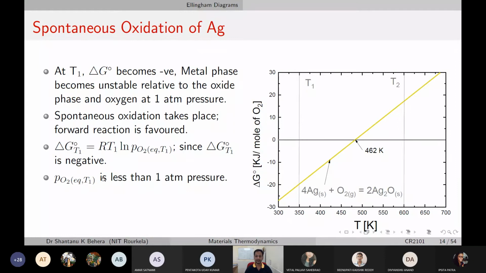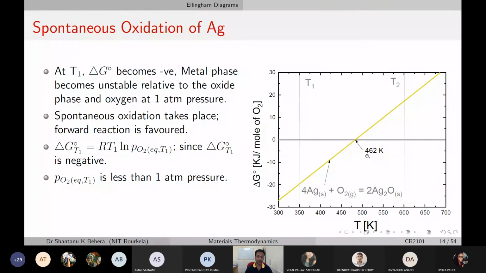Now, if you look at this temperature, let's say at this temperature the spontaneous reaction of the metal happens and it forms oxide, then would there be a change in the equilibrium partial pressure of oxygen for oxidation of silver at this temperature? That's my question.